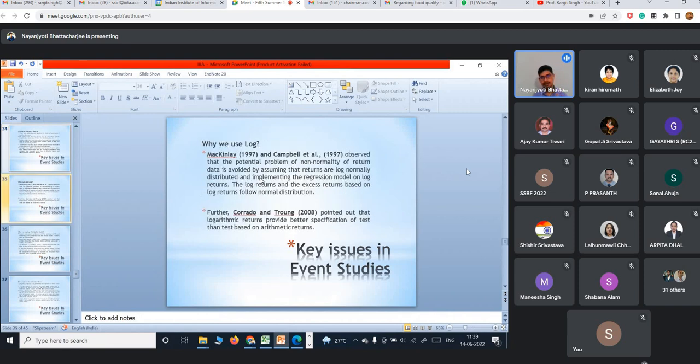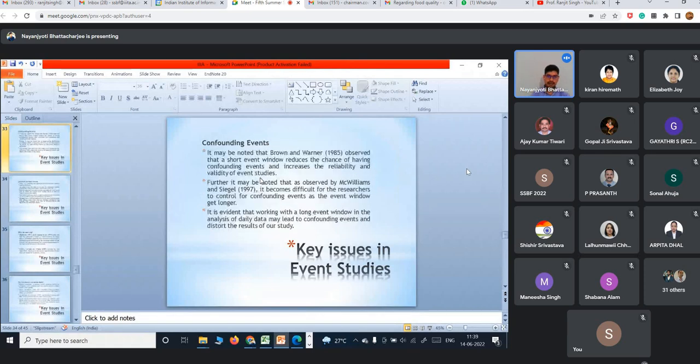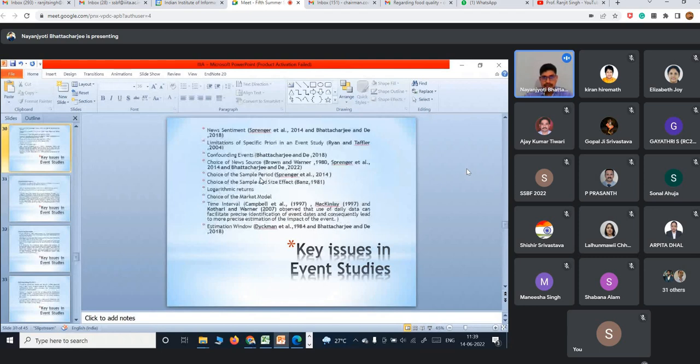This point was also emphasized in the work of Brown and Warner 1980, where they recommended that the most important aspect of an event study is to identify the timing of that event. That can only be done if your news source is providing you time-stamped news flows. Then the next aspect in doing an event study the right way is the choice of the sample period.